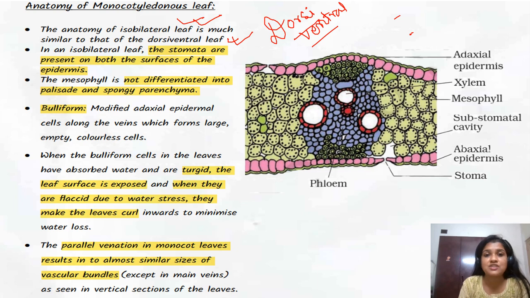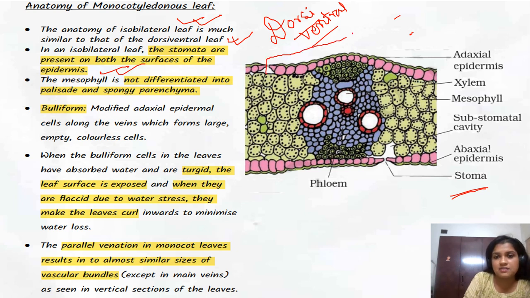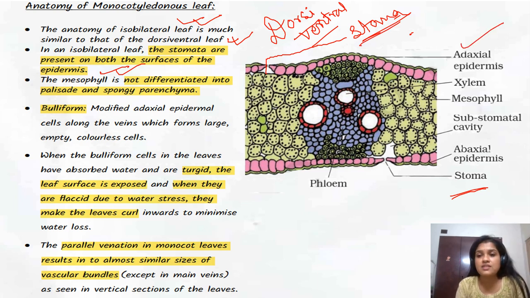In an isobilateral leaf, the stomata are present on both the surfaces. Although the picture shows stomata only here, it is also here, just not marked. So stomata are present in both adaxial and abaxial epidermis. Mesophyll is not differentiated into palisade and spongy. So this is the mesophyll.